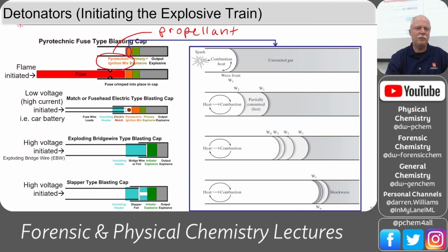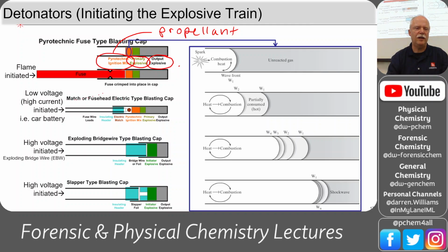Then you have a primary explosive, something that's a little more sensitive. In this case, it would be heat sensitive, or maybe pressure sensitive. And then you have the output explosive, which does the most work. And that output explosive puts it into the material, and then the explosive train can propagate.